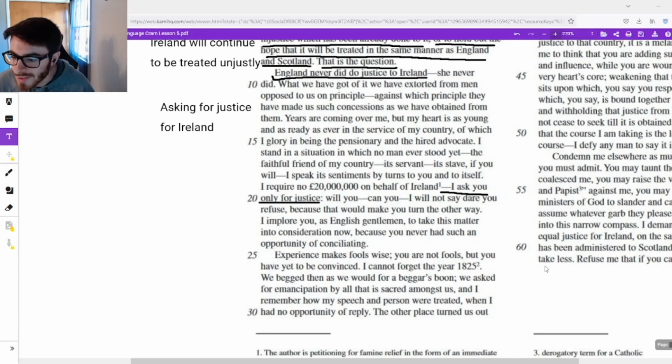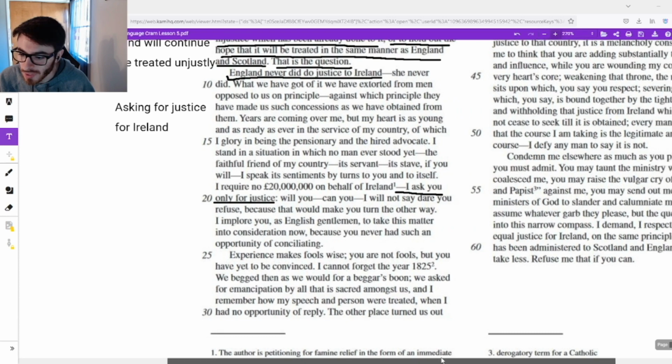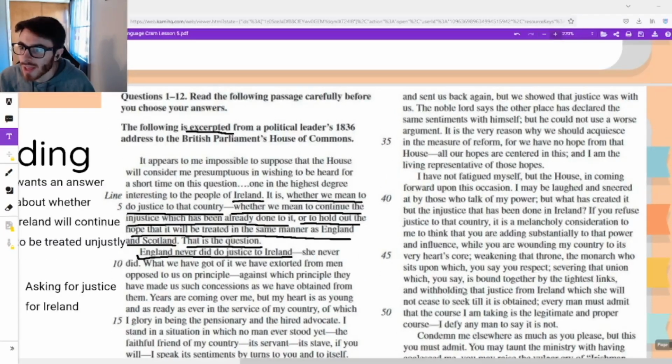Experience makes fools wise. You are not fools, but you have yet to be convinced. I cannot forget the year 1825. We begged then as we would for a beggar's boon. We asked for emancipation by all that is sacred amongst us, and I remember how my speech and person were treated when I had no opportunity of reply. The other place turned us out and sent us back again, but we showed that justice was with us. The noble lord says the other place has declared the same sentiments with himself, but he cannot use a worse argument. It is the very reason why we should acquiesce in the measure of reform, for we have no hope from that house. All our hopes are centered in this, and I am the living representative of those hopes.